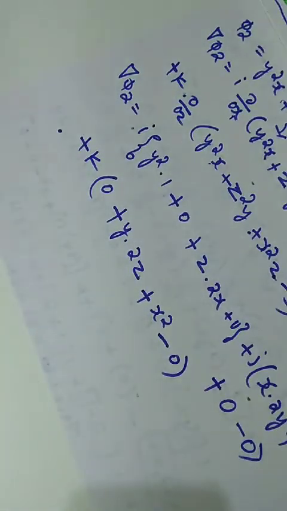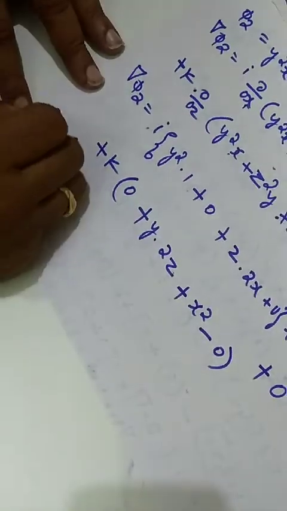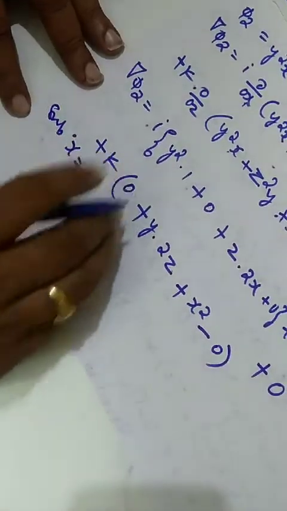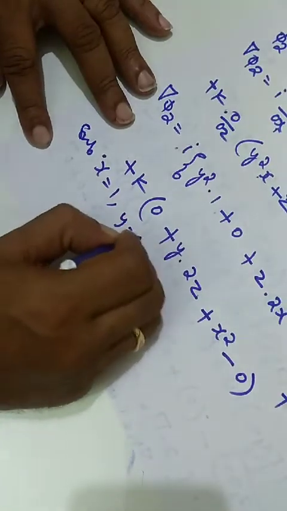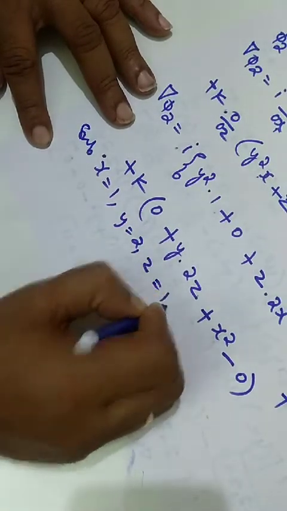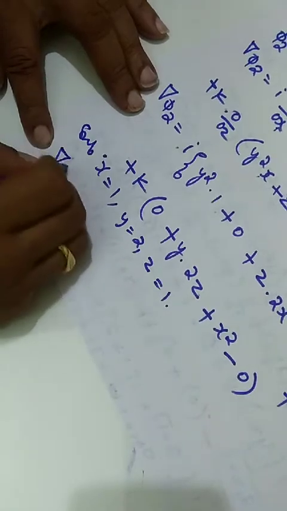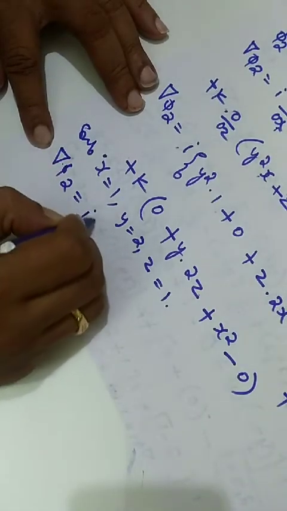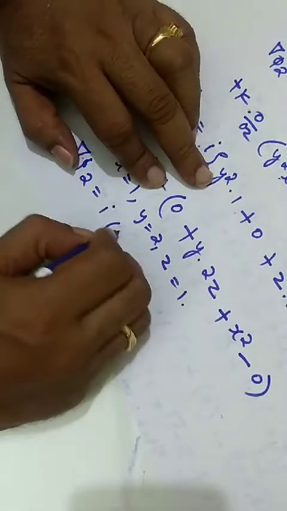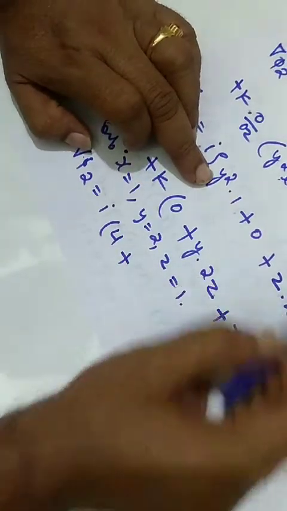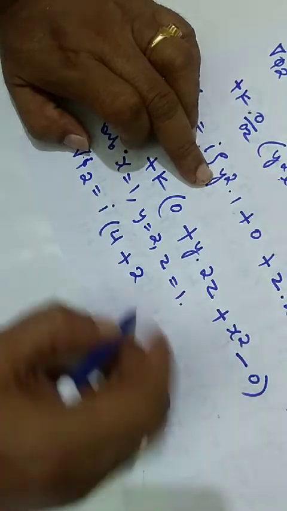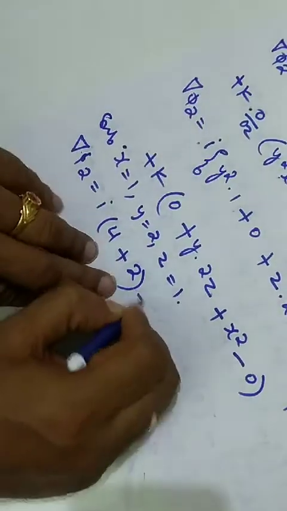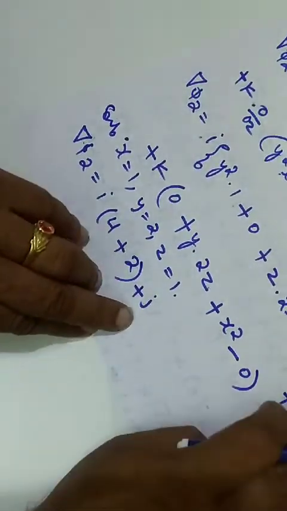Now let us substitute the point. What is the point? x is 1, y is 2, z is 1. Then what you will get? Del phi 2 is equal to i into, y is 2, therefore 4, plus z is 1, x is 1, therefore 2, so plus j into here.